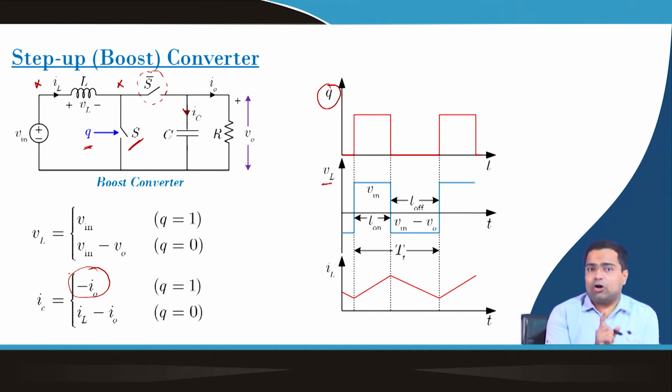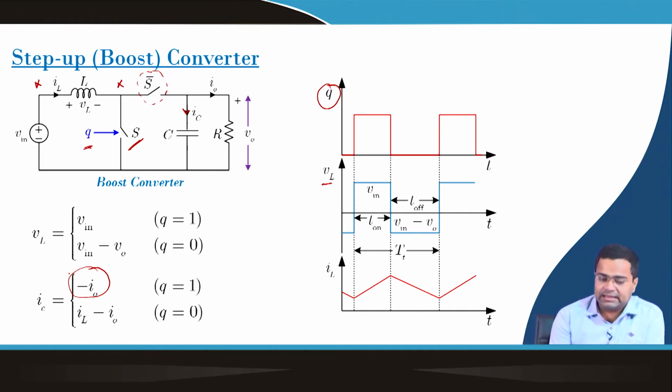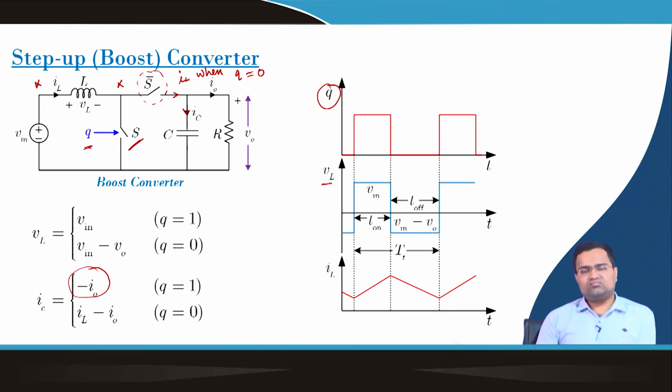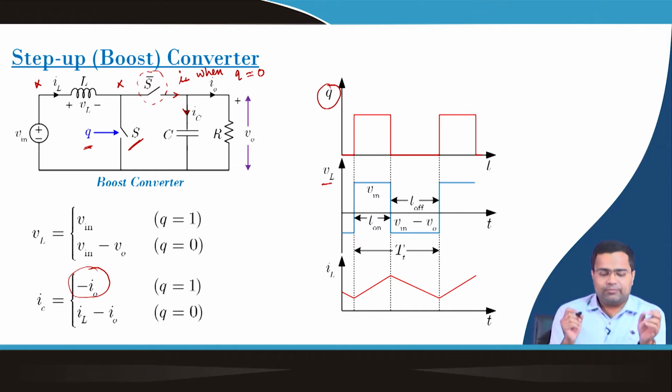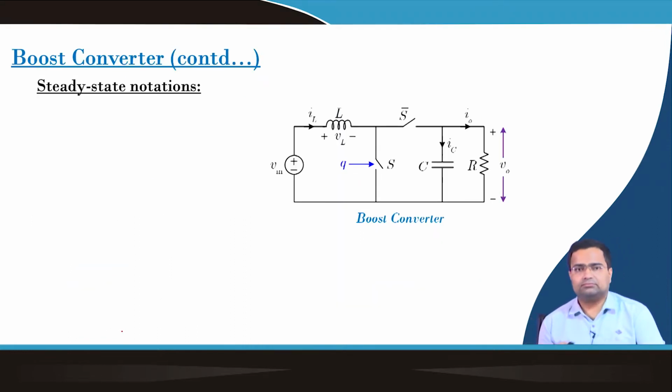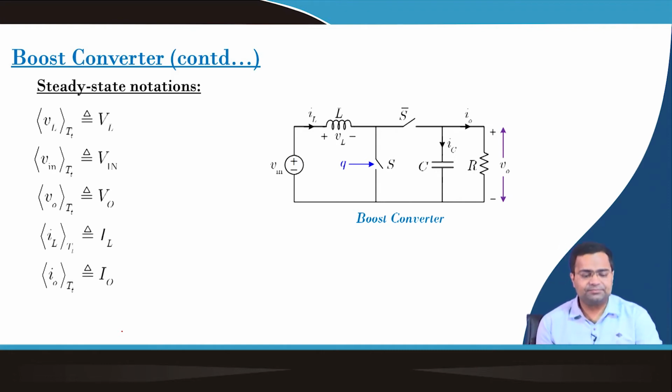When the switch S is off, then S bar is on. In that case, we will see the inductor current here. That means this path will carry the inductor current when Q equal to 0. So, when Q equal to 0, the capacitor current will be IL minus I0, that is shown here. Alright. So, now we have the inductor voltage under two switch configurations, and again we can write down the notation.